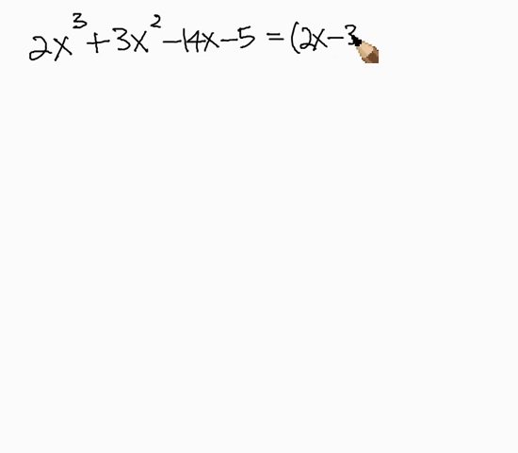The question is on page 17 of your TYS. I'll write it down here. If you get lost, you can refer to the book. 2x cubed plus 3x squared minus 14x minus 5 equals (2x minus 3)(x plus 3)(qx) plus ax plus b. Sorry, ax plus b.